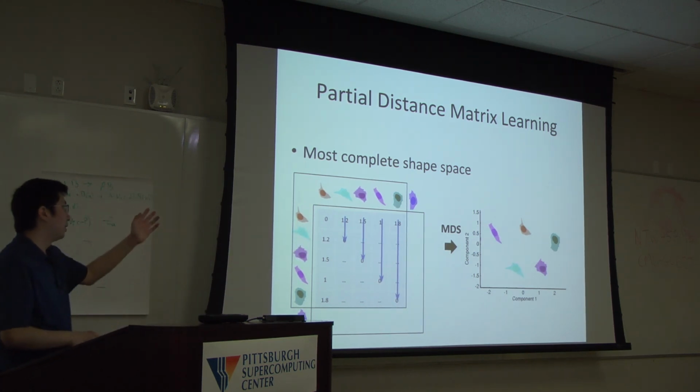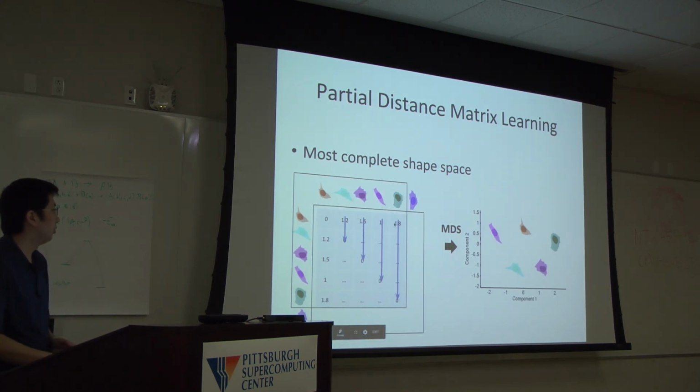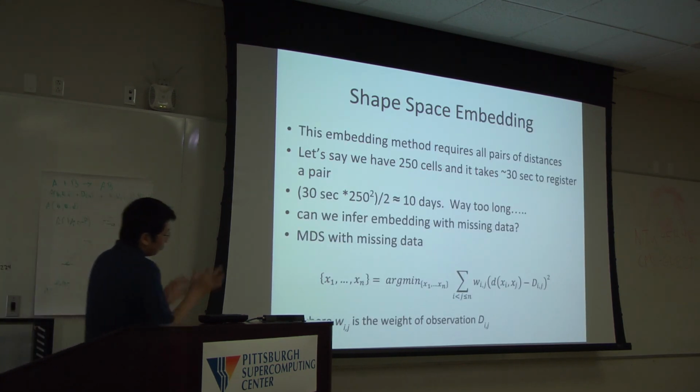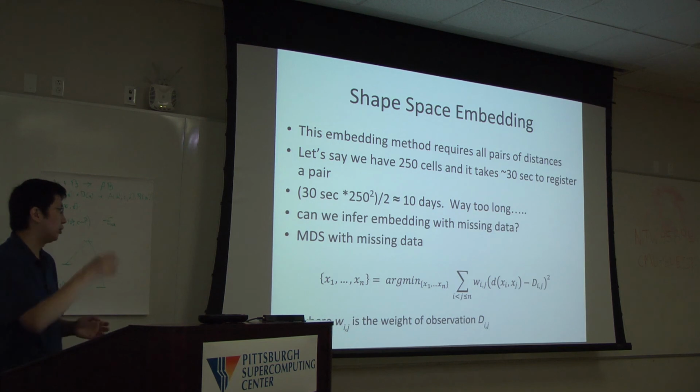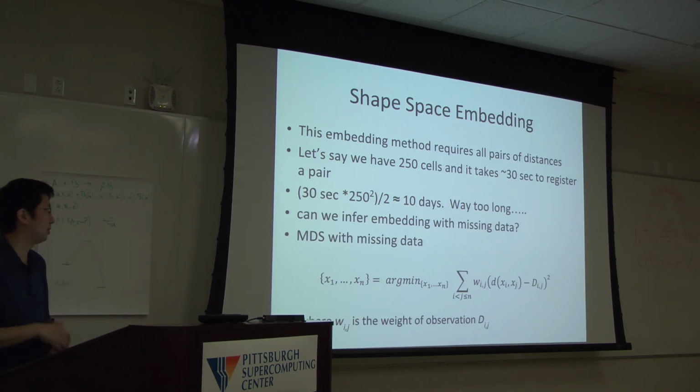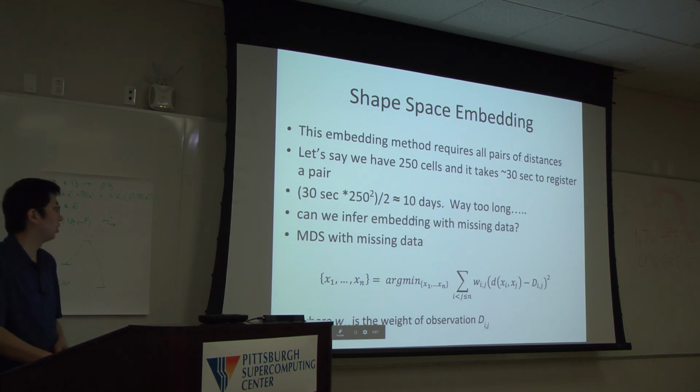And later, if we want to compute more, we can just repeat the same process, so that we can get a larger distance matrix and build a shape space of more cells. However, these two methods both assume we need the full distance matrix between the cells we want to use for the shape space, and it may take a very long time. For about 250 cells, we may even need about 10 days, which is a long time.